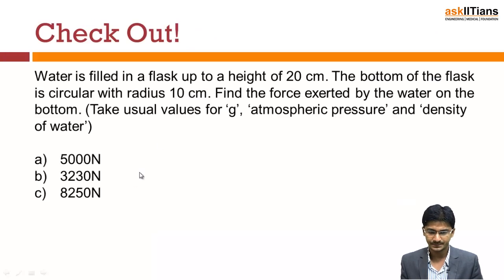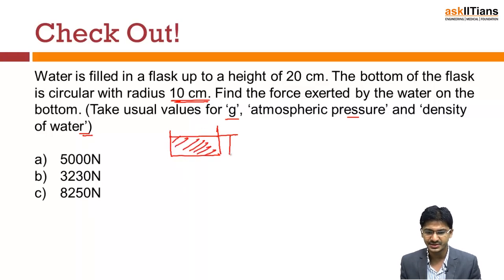Now let's see a question here. Water is filled in a flask up to a height of 20 centimeter. The bottom of the flask is circular with a radius of 10 centimeter. Find the force exerted by the water on the bottom. Take the usual values for g, atmospheric pressure, and density of water. Okay, it's like this. Flask is there. Water is filled in this. This height is 20 centimeter, that is 0.2 meter. Now the bottom of the flask is circular and its radius is 10 centimeter, that is 0.1 meter. You have to find out the force exerted by this water on the bottom.